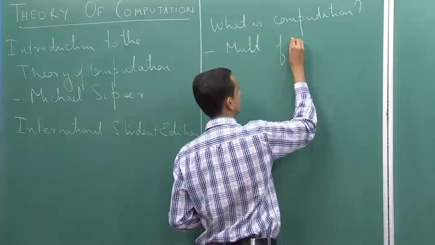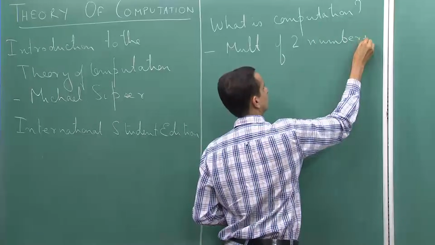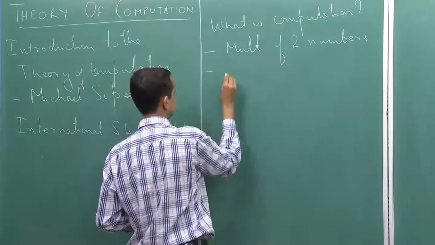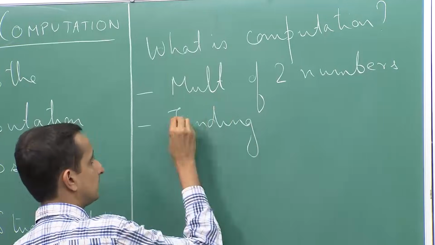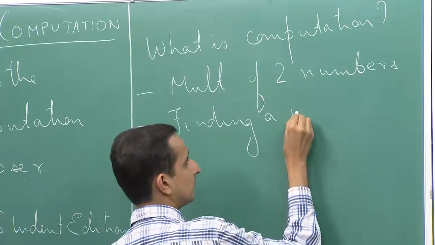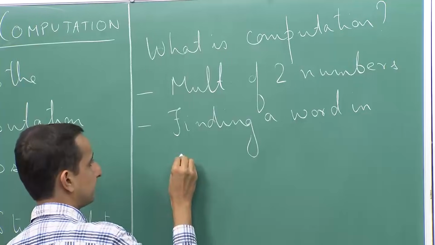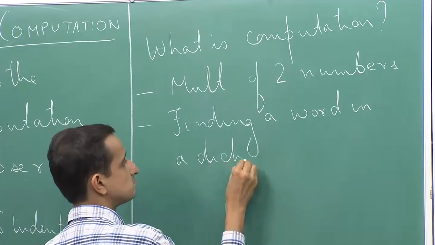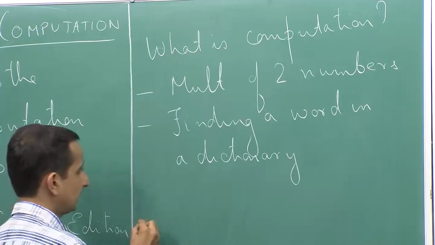Multiplication of two numbers, finding a word in a dictionary.